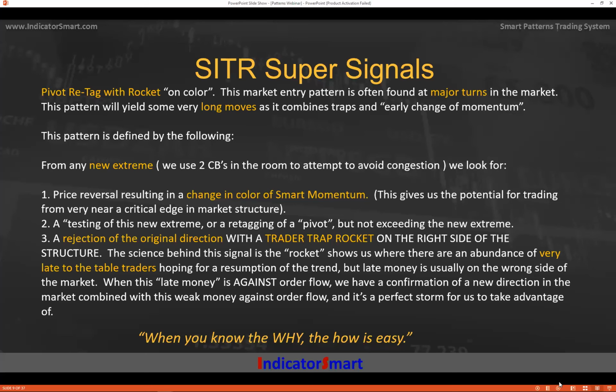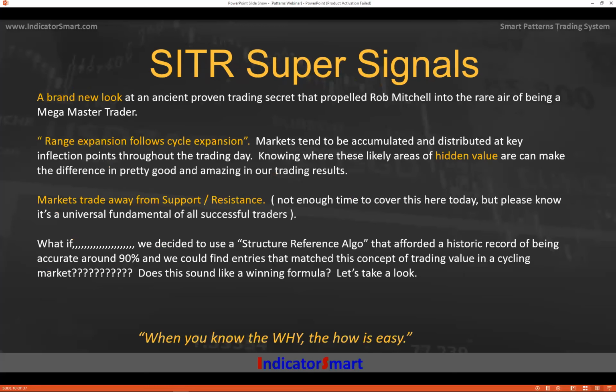Okay, so pivot retag on color, we call that a super signal. I think you can see why we would call that a super signal. Now, drum roll, please. I knew this was good. We wrote this in the room and worked on it for a substantial amount of time, started using it, and shared it with a couple of our better traders, and they started using it. Results changed immediately. And I'm honored to share this with you. It's a new look at an ancient proven trading secret that Rob talked about in the beginning.